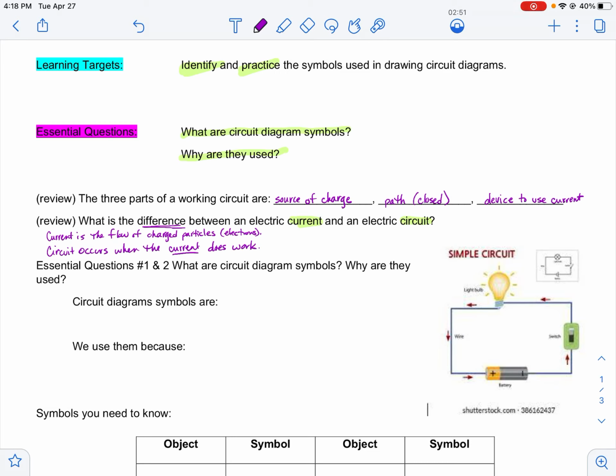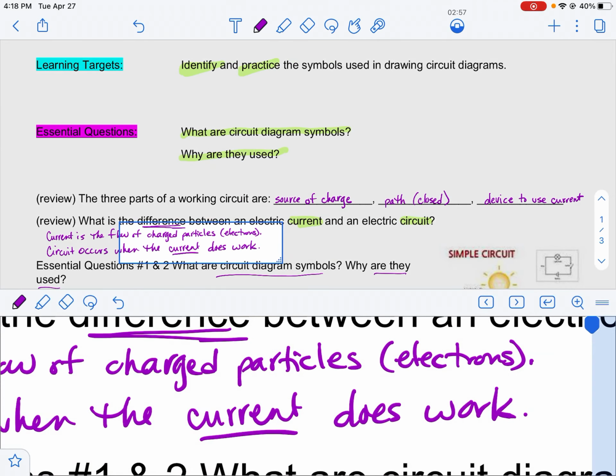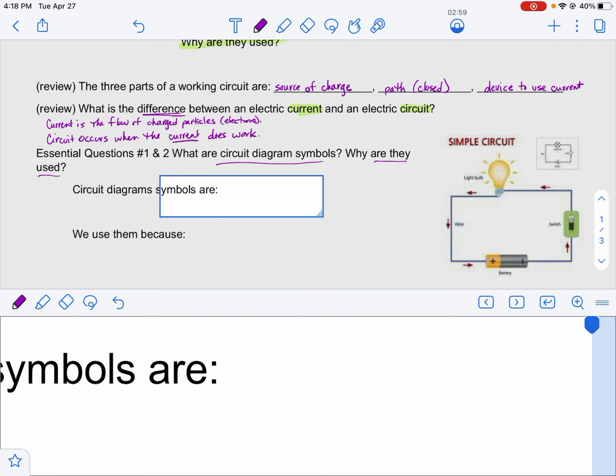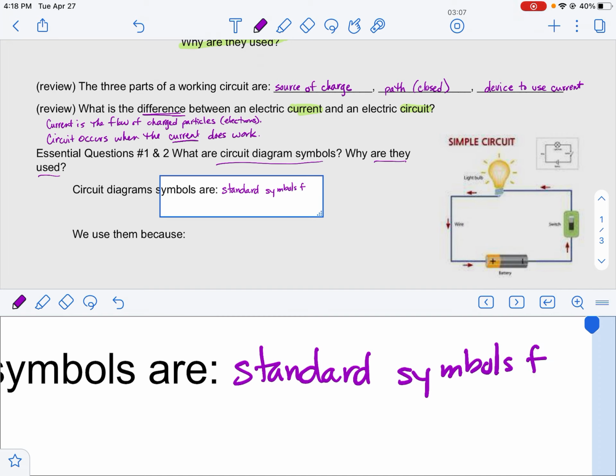So our essential questions: what are circuit diagram symbols and why are they used? So circuit diagram symbols are kind of exactly what they sound like. They are standard symbols for the parts of a circuit.